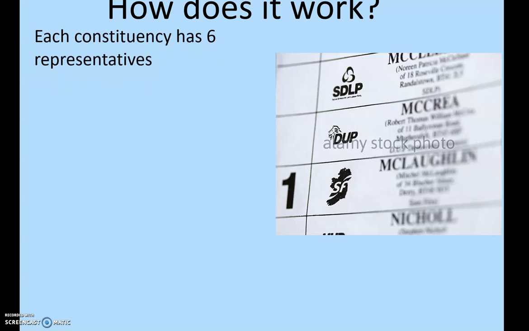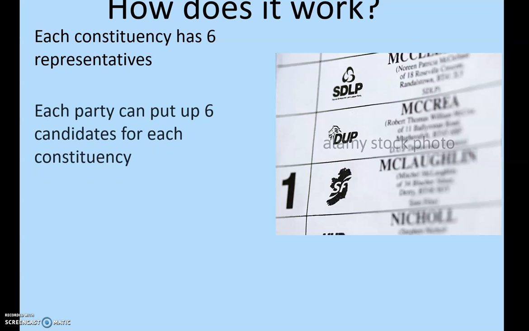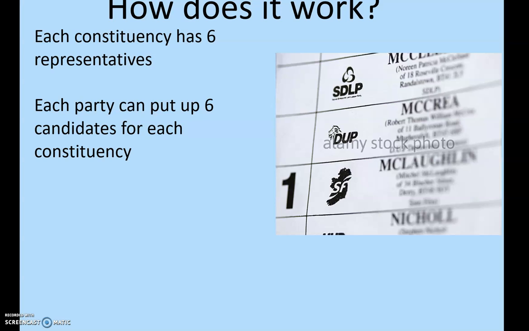But basically, in Northern Ireland, for the Northern Ireland Assembly, each constituency has 6 representatives, so 6 MPs per constituency. The constituencies are a bit bigger than they are for the parliamentary elections for the House of Commons. Each party can put up 6 candidates for each of those seats. So in Northern Ireland, you have the Sinn Féin party, they can put up 6 candidates. The DUP, another big Northern Ireland party, can put up 6 candidates. The SDLP, etc. So you can imagine how big this ballot paper might look.